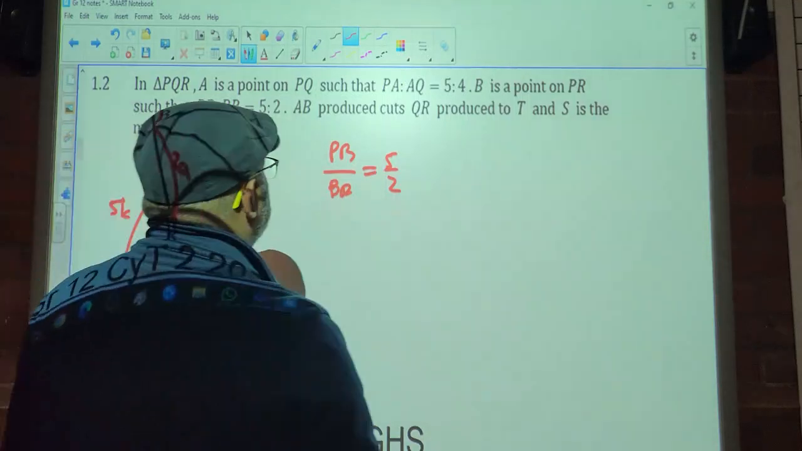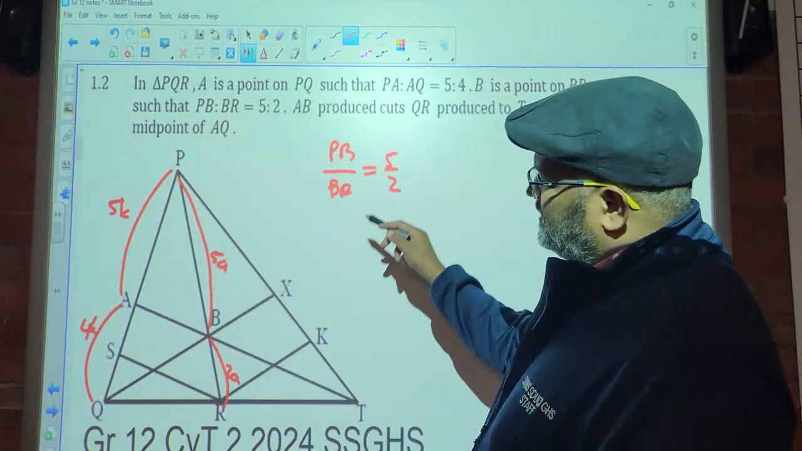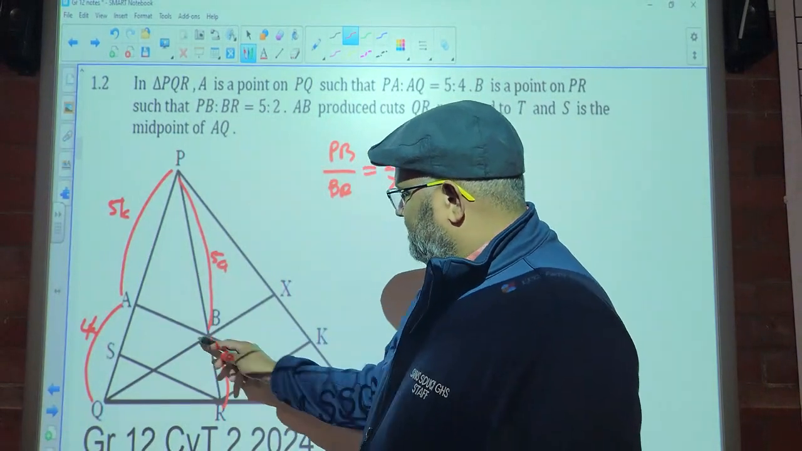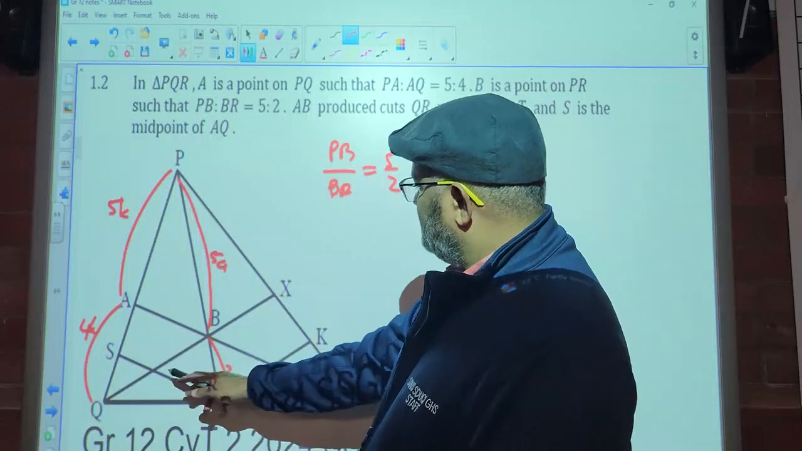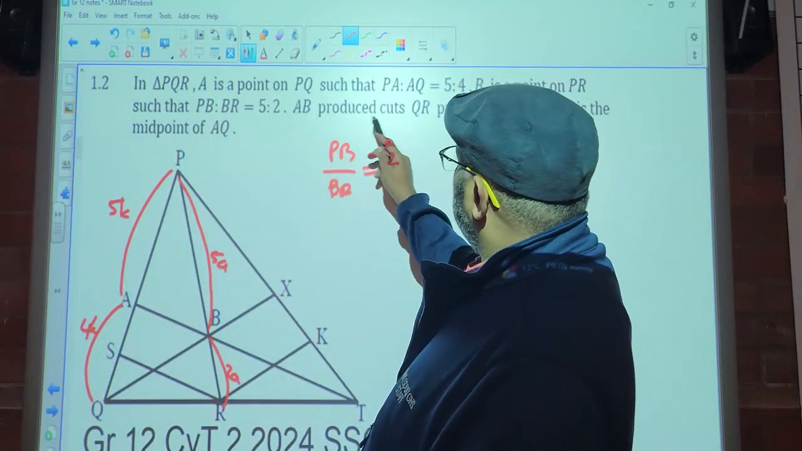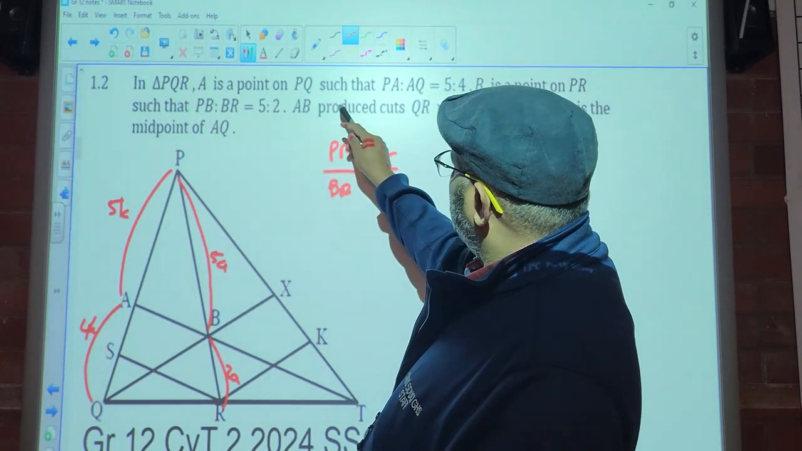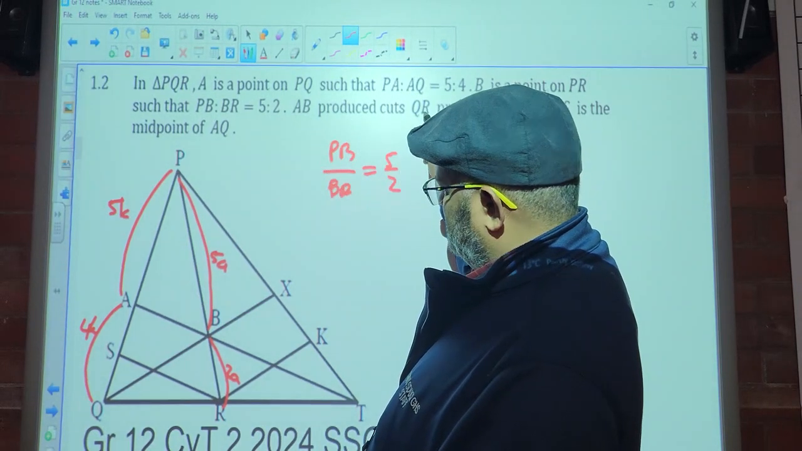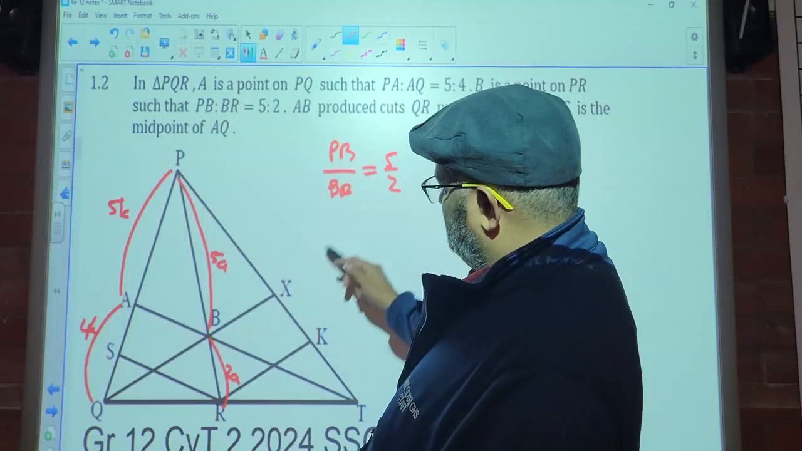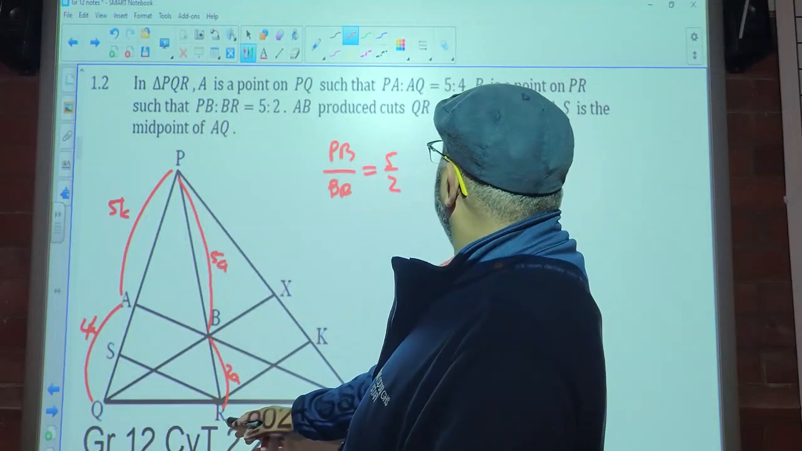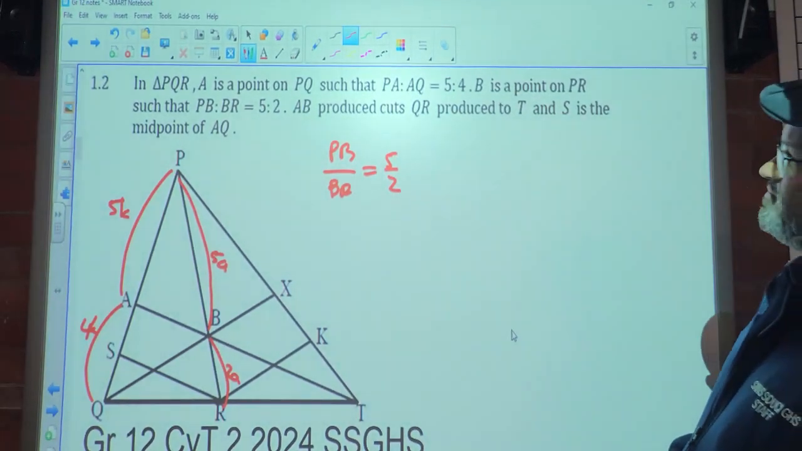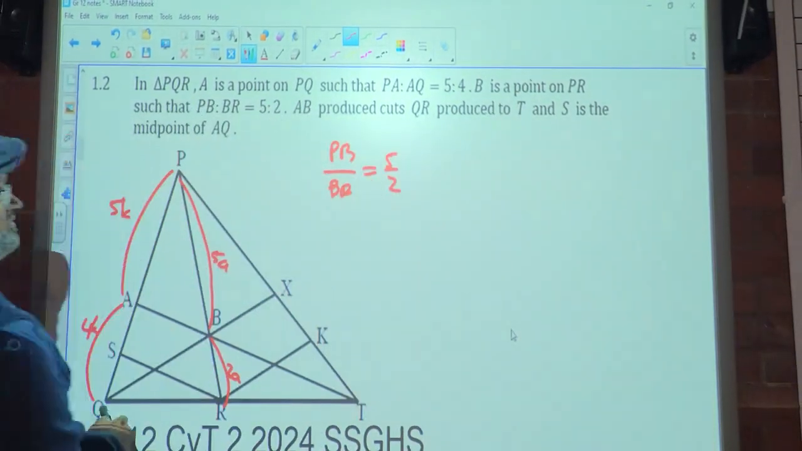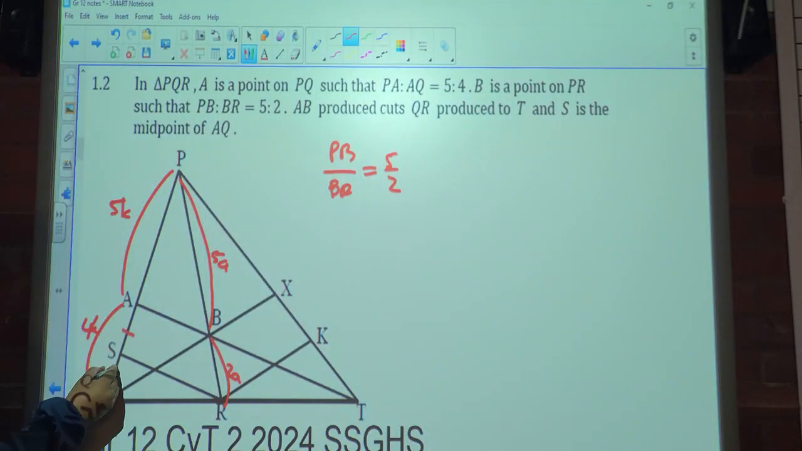Then we are told that AB is produced, AB produced cuts QR. Produced to T. Okay, so both is stated at T. And S is the midpoint of AQ. Okay, so that's going to be 2K and 2K.